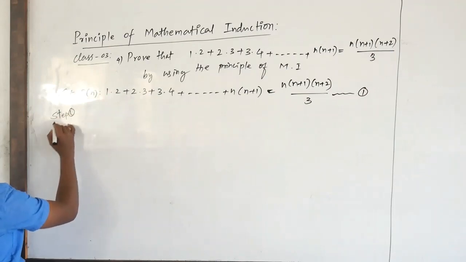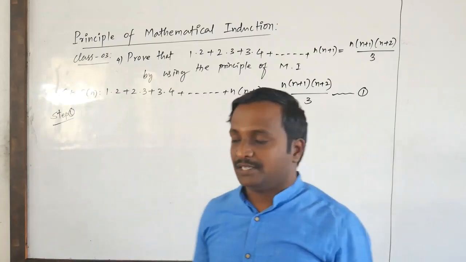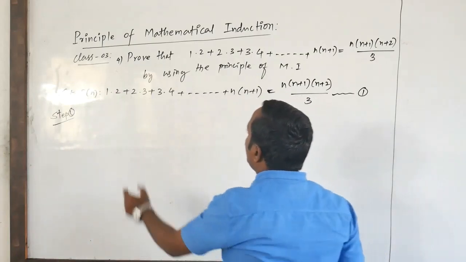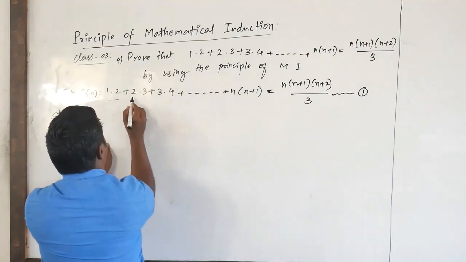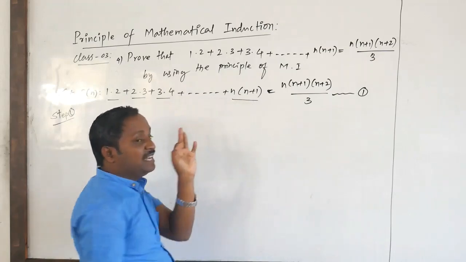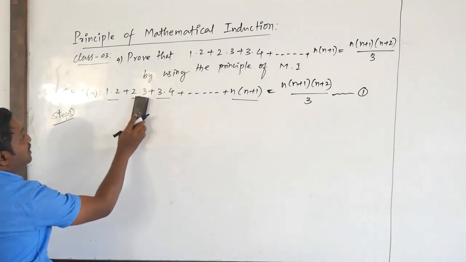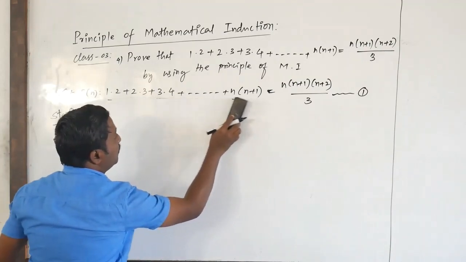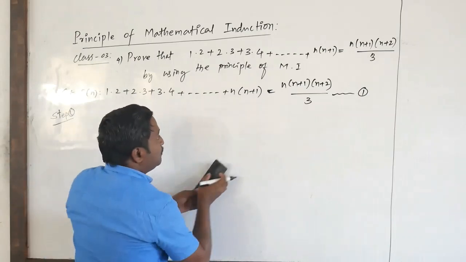I said in the previous class there are 3 steps to solve a mathematical induction proof. So here, how many terms? This is the first term, second term, third term, fourth term, fifth term, and this is the nth term. Be careful, just observe. There are n number of terms.